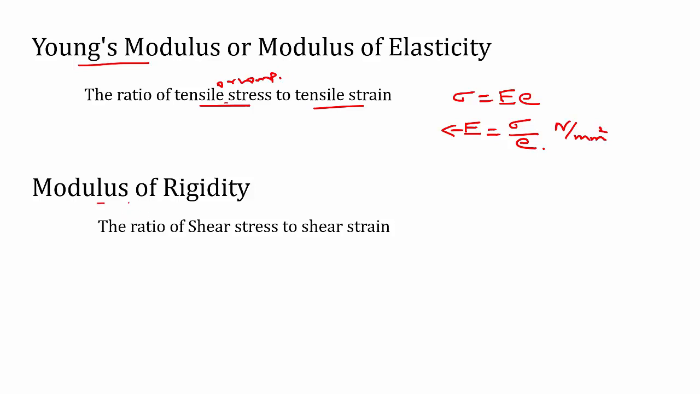Then the next one is modulus of rigidity. So in case of shear stress, G is used. So G is the ratio between shear stress to shear strain. So here tau is shear stress and gamma is shear strain. Okay, so it is the ratio between shear stress to shear strain.